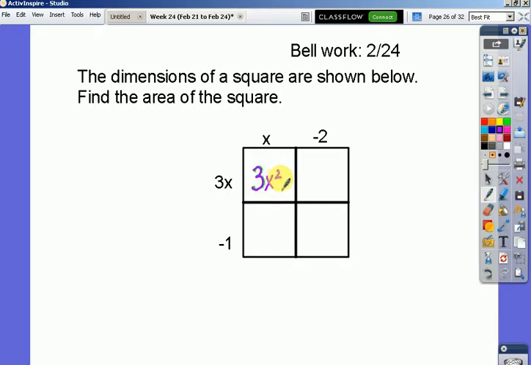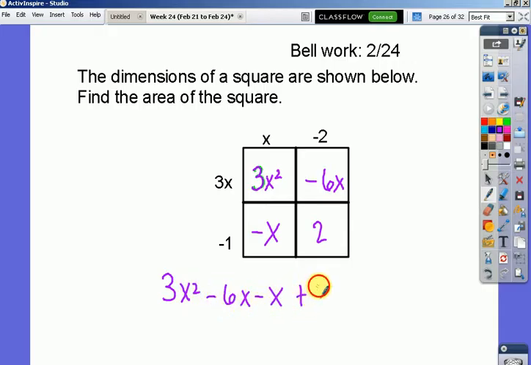Okay. 3x times negative 2 is? Negative 6x. x times negative 1 is? Negative x. Negative 2 times negative 1 is? 2. And guess what? We have our polynomial: 3x squared minus 6x minus x plus 2, which is 3x squared minus 7x plus 2.